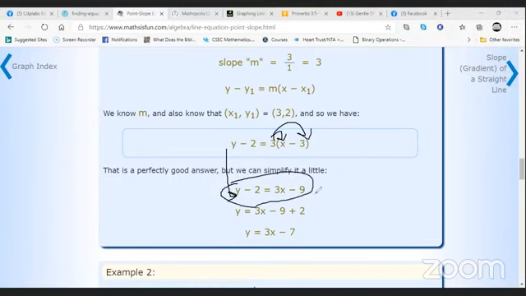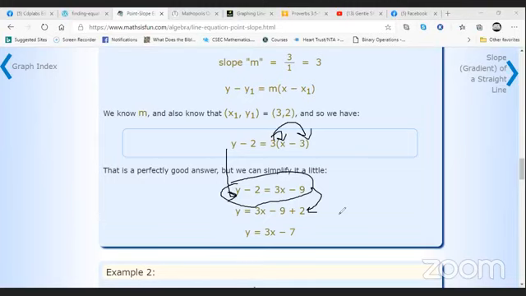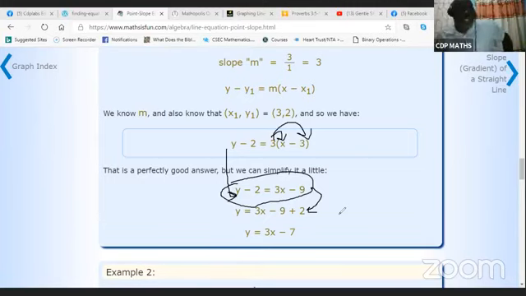Tangini, go ahead. They cancel the two on both sides. Oh, they cancel the two on both sides, or they add two to both sides? Yes sir. Okay, add two to both sides.